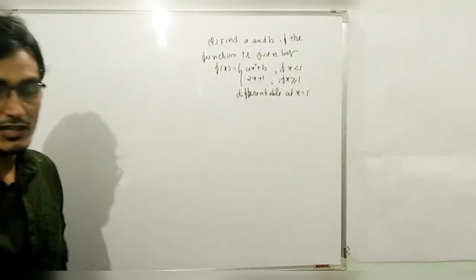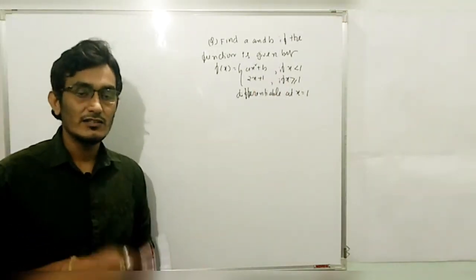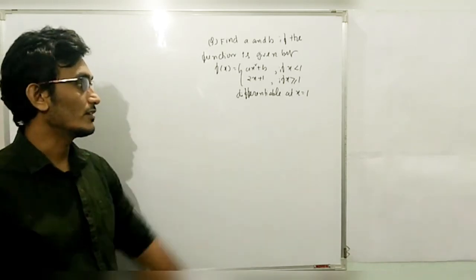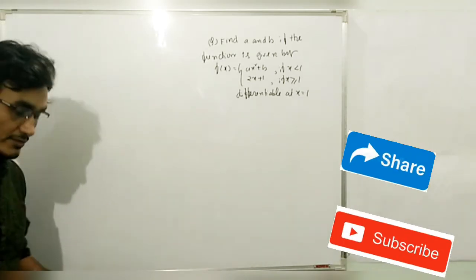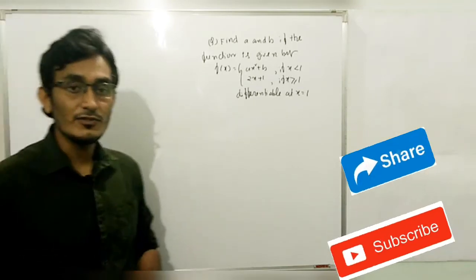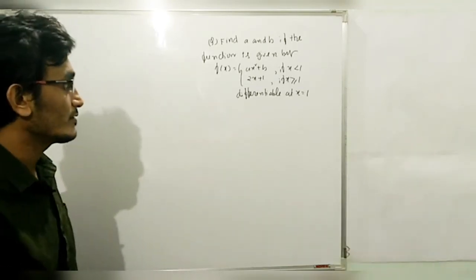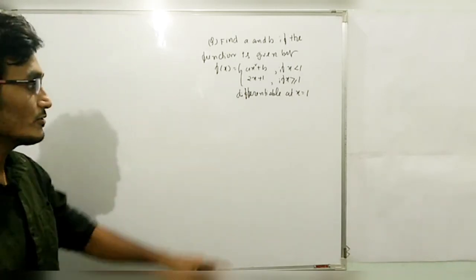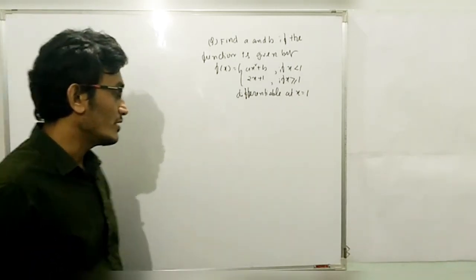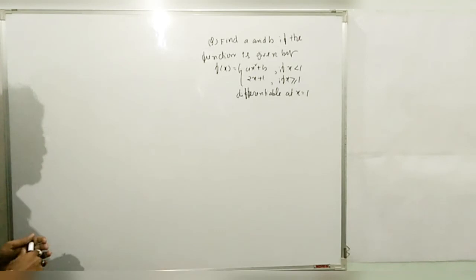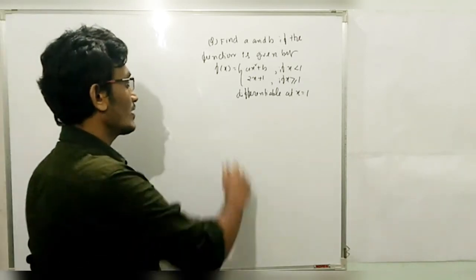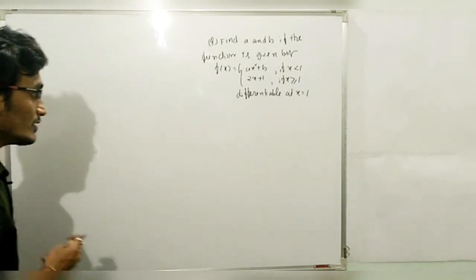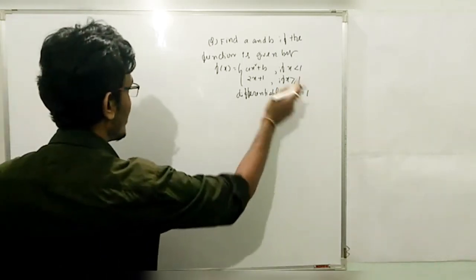So here it is given that the function is differentiable at the point x equals 1, and we know one result. If a function is differentiable at a particular point, suppose here it is x equals 1, then it must be continuous also at that particular point. This is one of the important results we need to use to solve this kind of question. So here the function is differentiable at x equals 1.